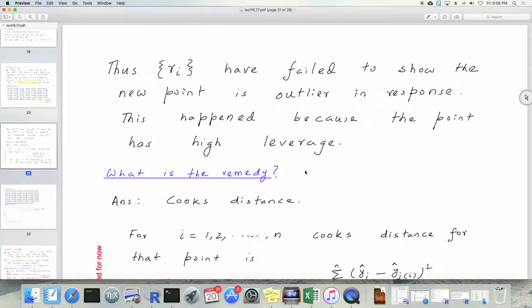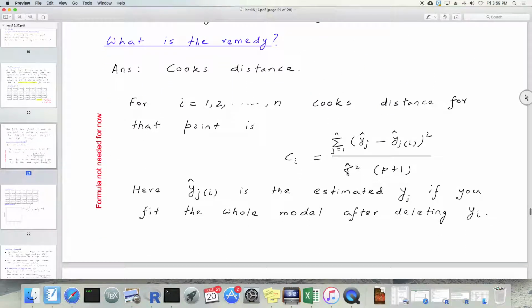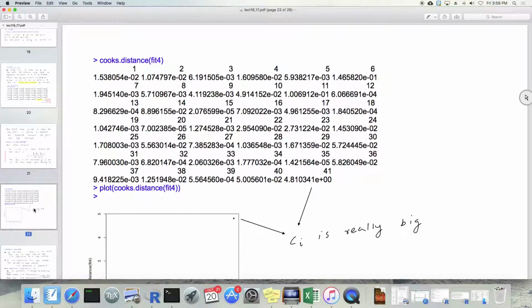Okay. So what's the remedy? The remedy is something called the Cook's distance. So the formula for Cook's distance, I've written it down, but it's not needed for now. I only need to use it right now. And if I do use it, I will use it like cooks.distance(fit4). It's very simple. And that will give me the CI, like C1, C2, C3, C4, C5, all these. And finally C41. Now if you just look at the numbers, it may take a while, but you'll realize that C41 is truly big compared to the others.